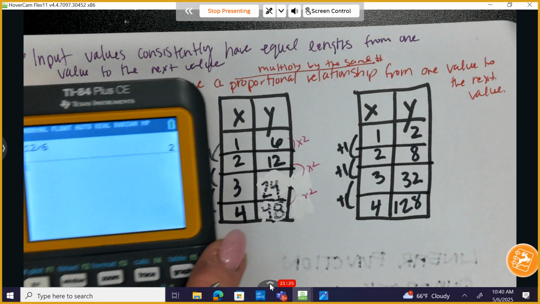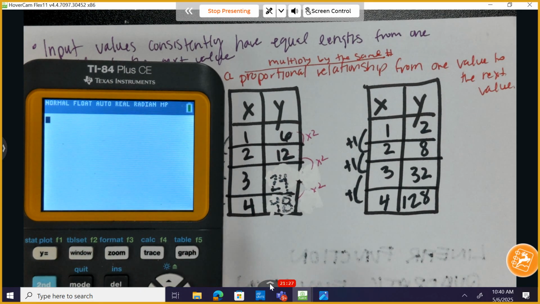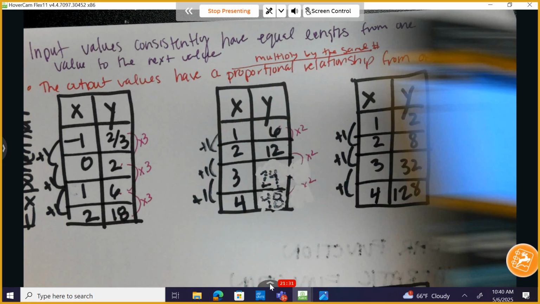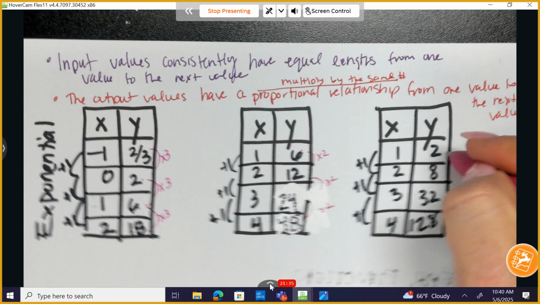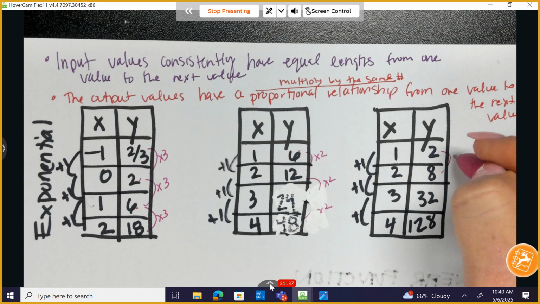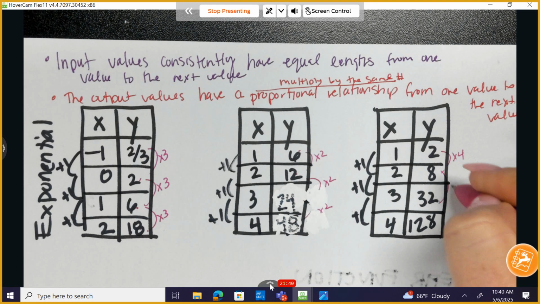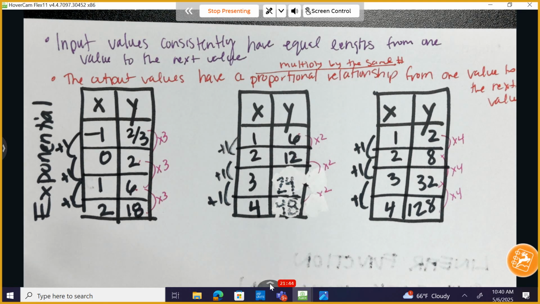Again, if you did not know that, because maybe your multiplication is a little bit lower, you take the second number and divide it by the first. 12 divided by 6. That's how you get it. Again, the output values have a proportional relationship from one value to the next. Here we go. How do I go from 2 to 8? I'm going to multiply by 4, multiply by 4, and multiply by 4. Exact same thing is true.